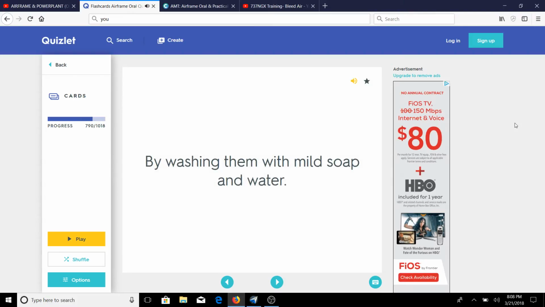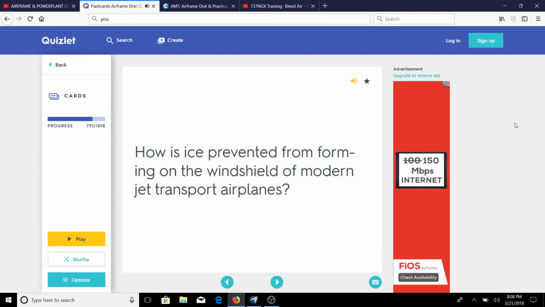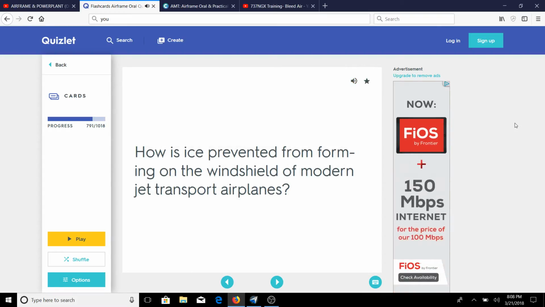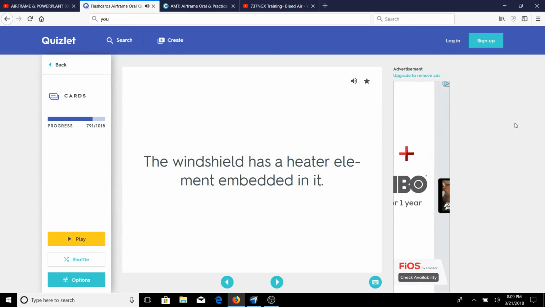by washing them with mild soap and water. How is ice prevented from forming on the windshield of modern jet transport airplanes? The windshield has a heater element embedded in it.